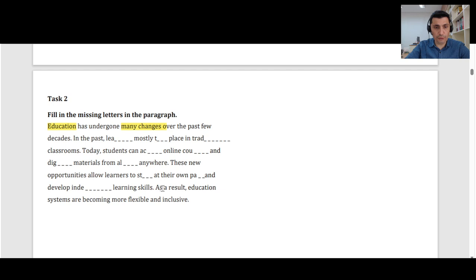All right. So in the last sentence, as you can see, education systems are becoming more flexible and inclusive. So how has education changed recently? This is the topic of our text this time. All right, so education has undergone many changes. In the past, learning was the answer here.